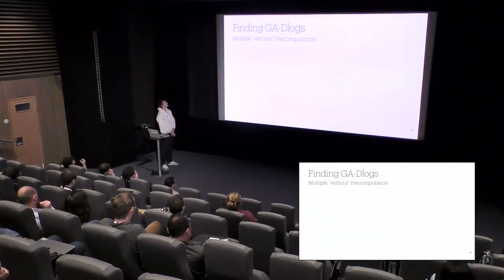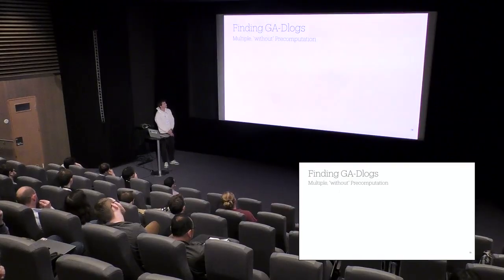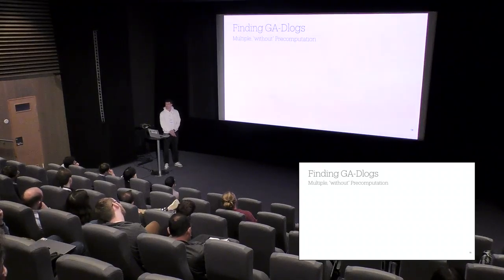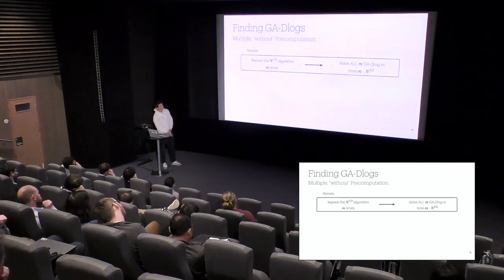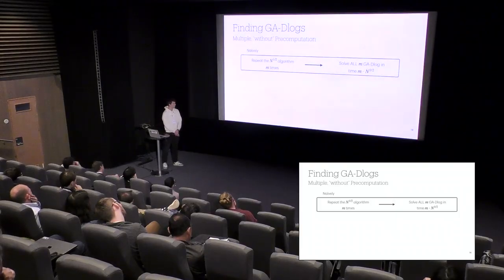Good. Now we are on to the last step, which is the multiple without precomputation algorithm. First, I'm going to give you a naive algorithm. If you have, for example, an algorithm that solves a GAD-log problem in time square root of n, and you have m instances you want to solve, you can just repeat this algorithm for each of the instances and get runtime m times square root of n.